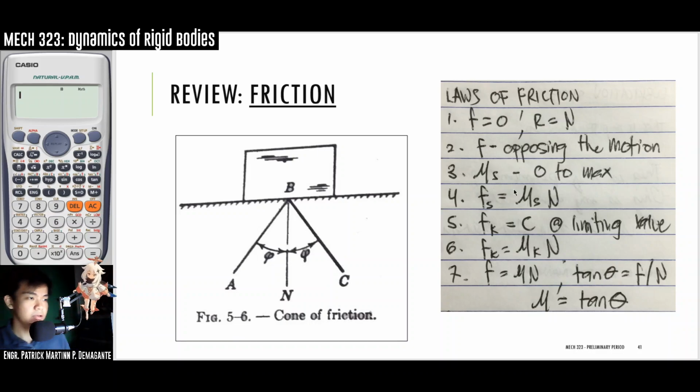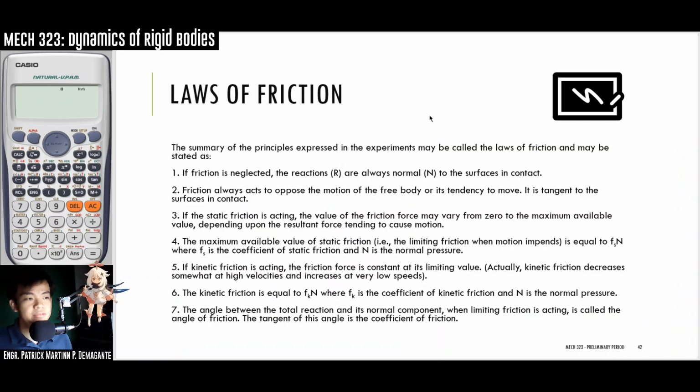O nga pala, number 1, F is equal to 0, ibig sabihin, R is equal to N. Okay na siya. Unlike this one. So maybe, this may work for you. Hindi ko alam. So, try lang din. Try lang kayo ng mga strategies kung paano kayo matututo.